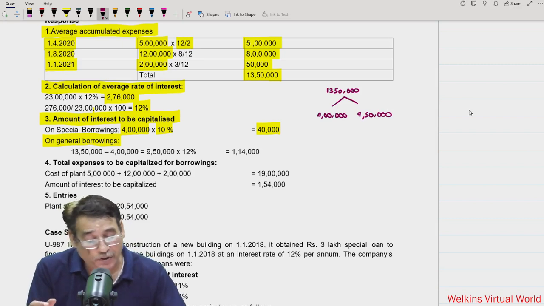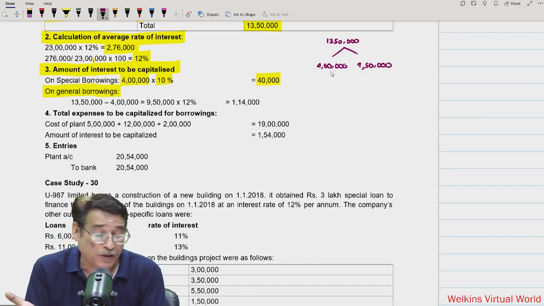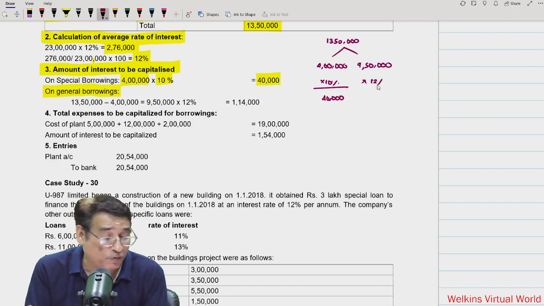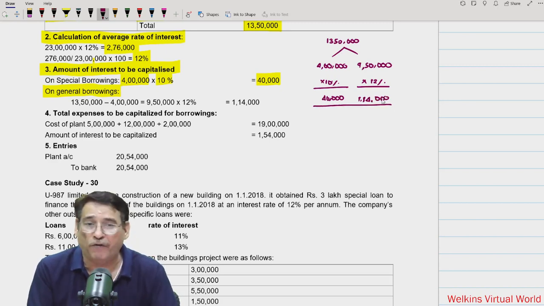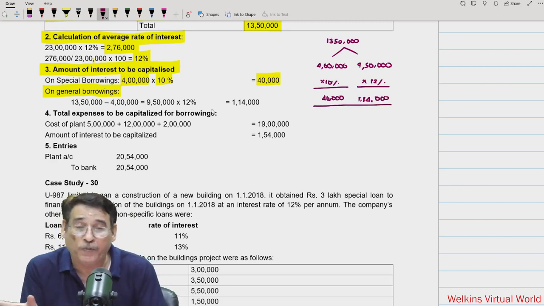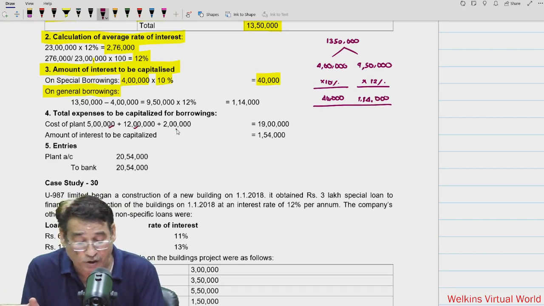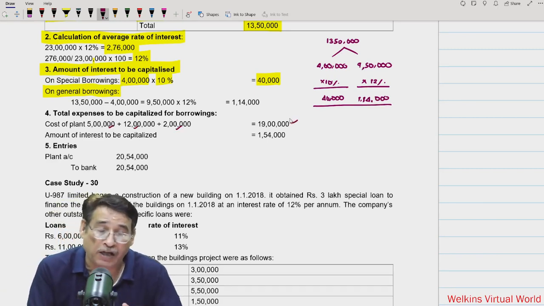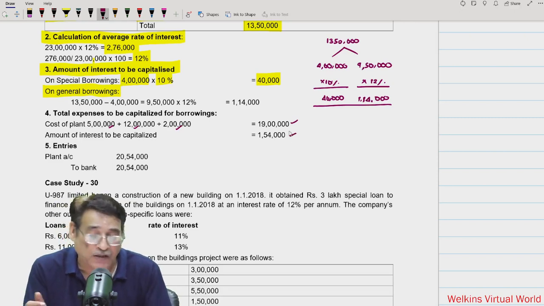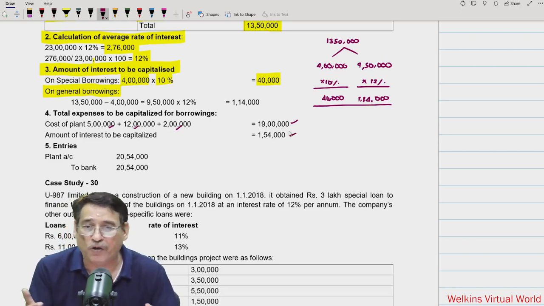So I will compute the interest now. Because specific borrowings are 4 lakhs, into 10%, 40,000 I will capitalize, and then rate of interest of general borrowing is 12%, 9,50,000 into 12% is equal to 1,14,000. So total 1,54,000, that is 40,000 plus 1,14,000. So total expenses to be capitalized: 5 lakh, 12 lakh, 2 lakh, actual expenditure on building 19 lakh, plus interest which you have capitalized 1,54,000. This is how you are going to do it.